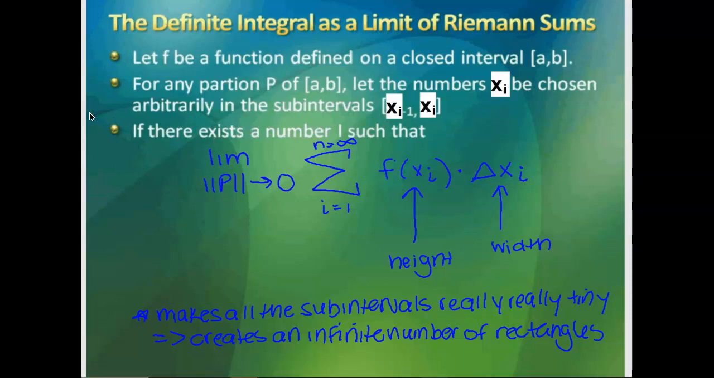Just like in calculus, we started derivatives with limits, we also start integrals with limits. So if f is our function defined on a closed interval [a, b], for any partition P of [a, b], we let the number x sub i be that chosen point. So you saw on the previous page, x sub i is just any point. It represents either the left, the right, or the middle of the rectangle we are looking at in particular.